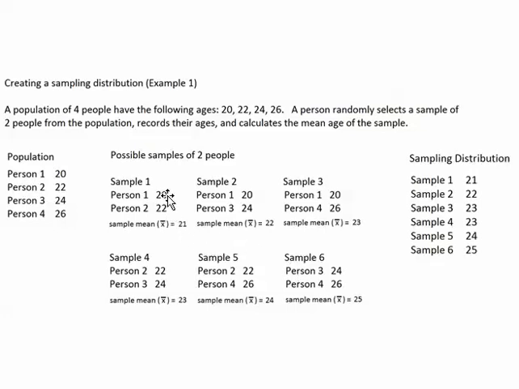Next, we need to calculate the mean of each of the 6 possible samples. We could do that by just adding the 2 numbers in each sample and dividing by 2. 20 plus 22 is 42, divided by 2 is 21. 20 plus 24 is 44, divided by 2 is 22. We just need to do that 6 times. Once we're finished, we'll have all 6 sample means. Each sample mean is an x bar, so we've calculated 6 x bars. Next, we just list the 6 sample means we calculated over here. And that list of 6 sample means is our sampling distribution.